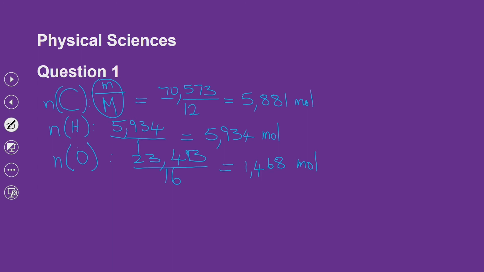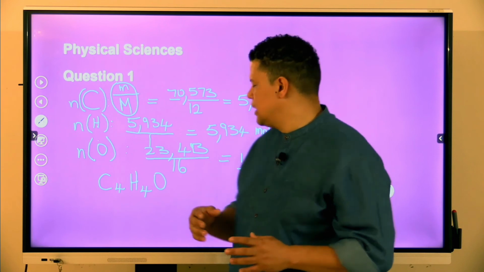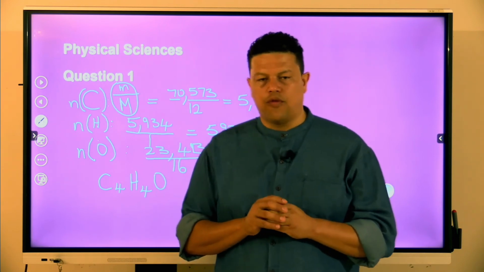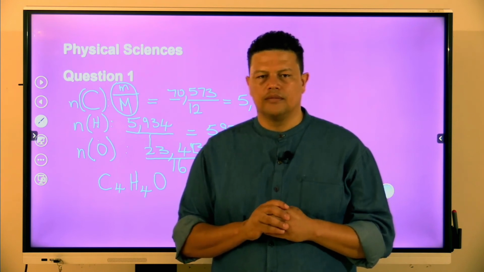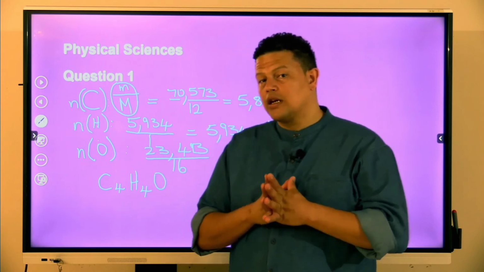So we will divide all of these numbers by the smallest one, which is this 1.468. With all numbers divided by 1.468, we find the following. Carbon, our answer will be 4. For hydrogen, our answer will be 4. And obviously, oxygen is the same number divided by itself, therefore oxygen will just be 1. With that, we can see the empirical formula for our compound is C4H4O. Well done, guys. So that was our first calculation.